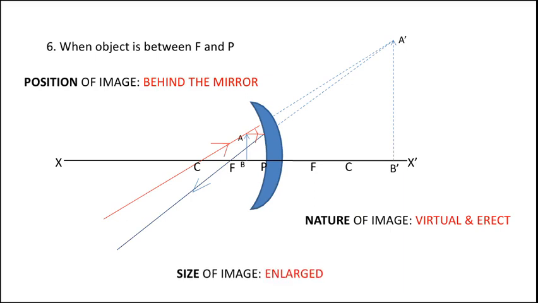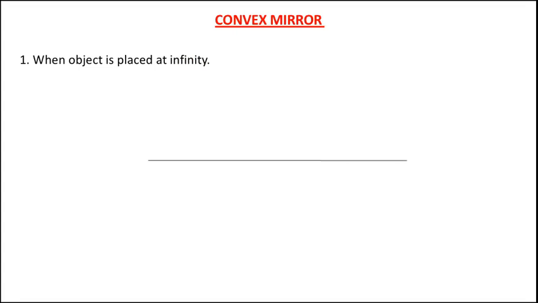Moving to the next slide, that is for the convex mirror. For the convex mirror, we have only two diagrams, because in all the diagrams almost the formation of image remains the same, the nature remains the same. So we have only two diagrams.